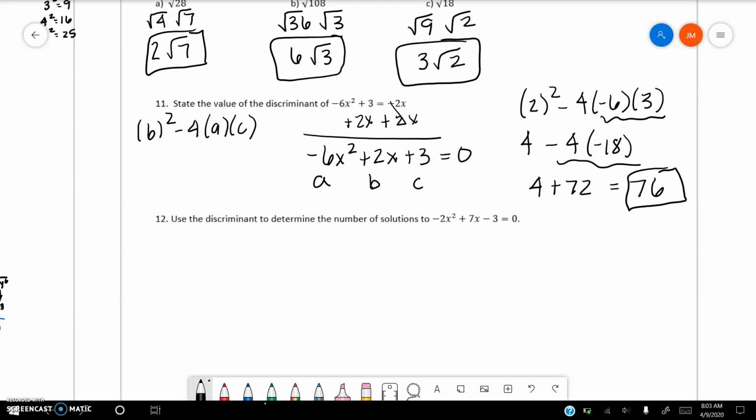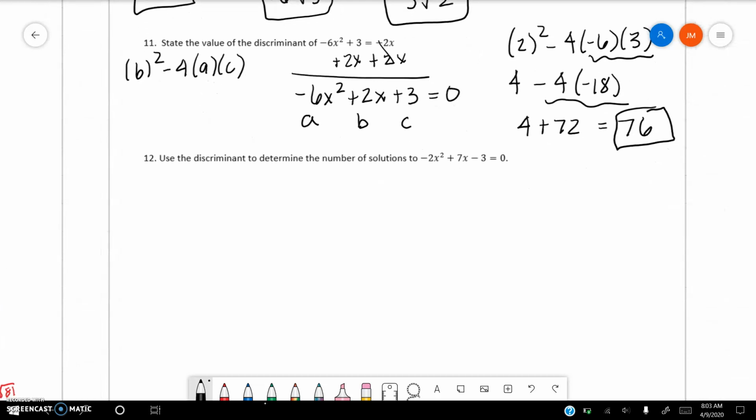But if it's like number 12, where it asks you to determine the number of solutions, then you need to tell me, based on your discriminant, what does that mean? Am I going to have 1 solution, 2 solutions, or no solutions? So for number 12, you're using the same equation as 11, this discriminant, and it's already set equal to 0. So you have your a, b, and c.